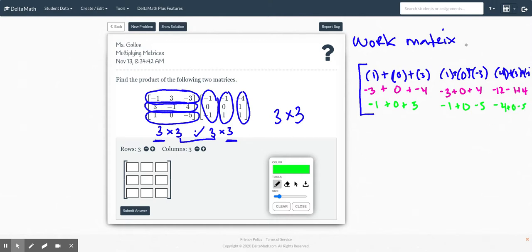So this is non-negotiable. You need to have a work matrix. We obviously can't control that when you're doing DeltaMath, but that is going to be our expectation when we're assessing you on this, right? Like, what are you doing to show us your understanding? Like, I should see this work matrix. So then I can go ahead and I can simplify.